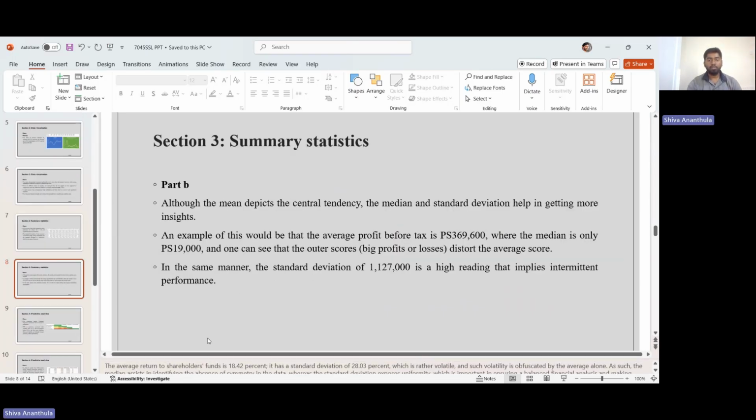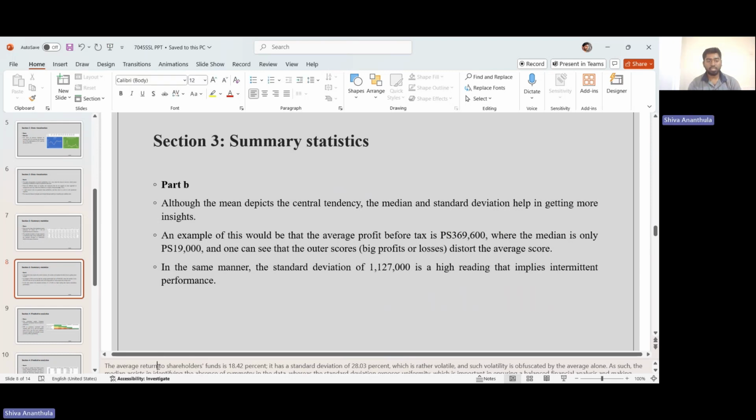Part B. Although the mean depicts the central tendency, the median and standard deviation help in getting more insights. An example of this would be the average profit before tax is £3,69,600, where the median is only £19,000, and one can see the outliers. These are the average scores. In the same manner, the standard deviation of 11,27,000 is a high reading that implies intermittent performance.